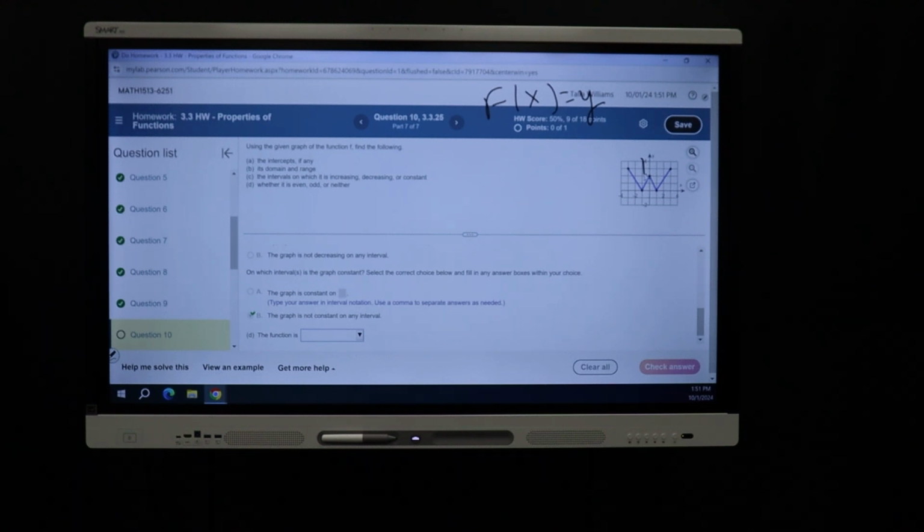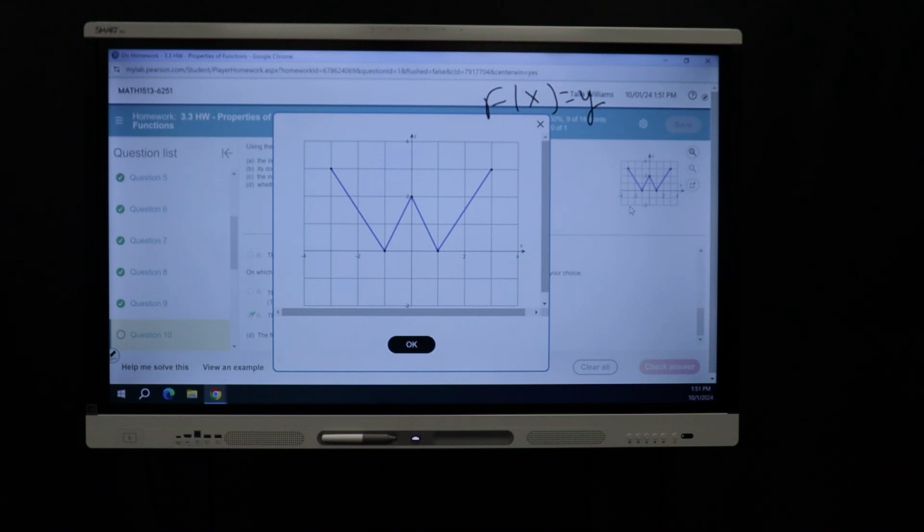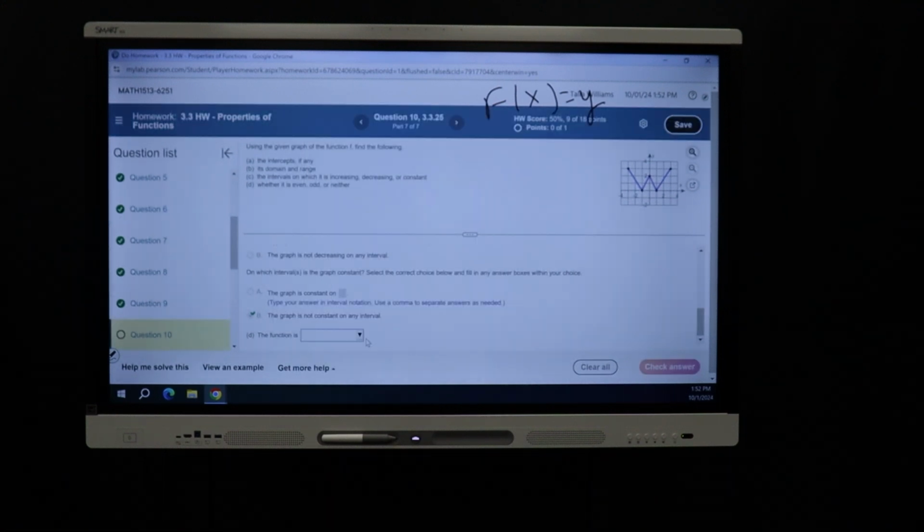Now, remember from the very beginning, we were talking about the symmetry and it being even or odd. So if it's symmetric with the y-axis, it's even. If it's symmetric with the origin, it's odd. So this graph right here has symmetry with the y-axis. Since it is symmetric with the y-axis, it is even.